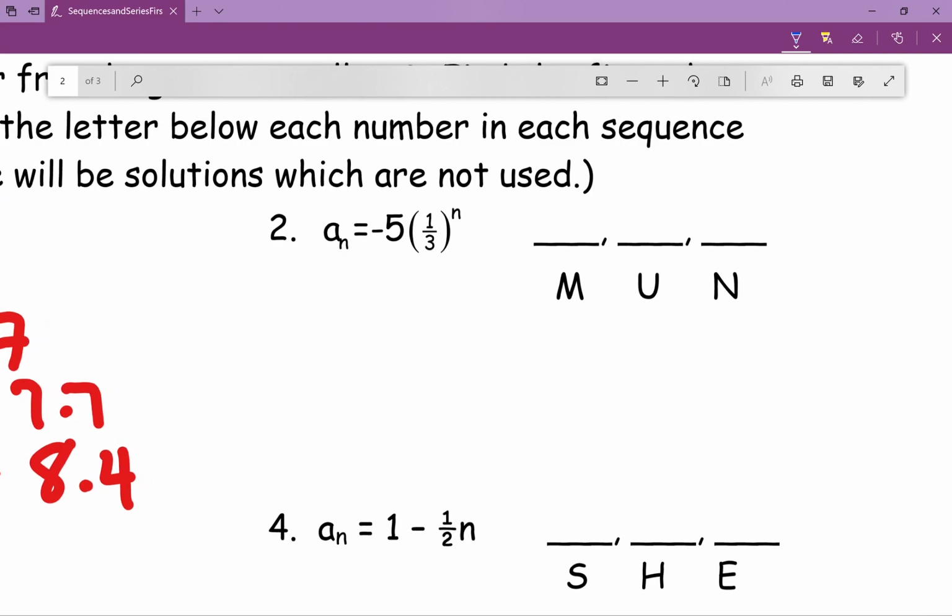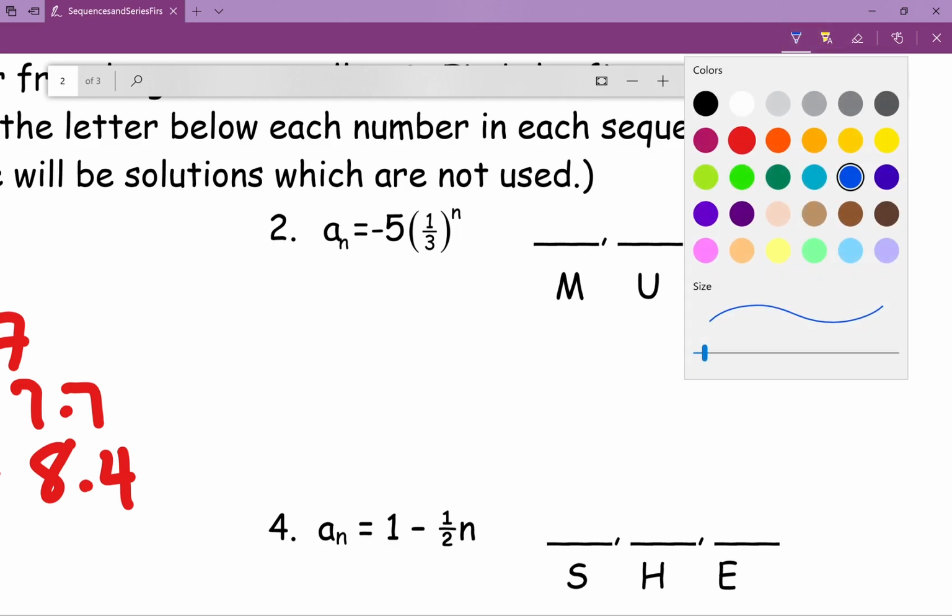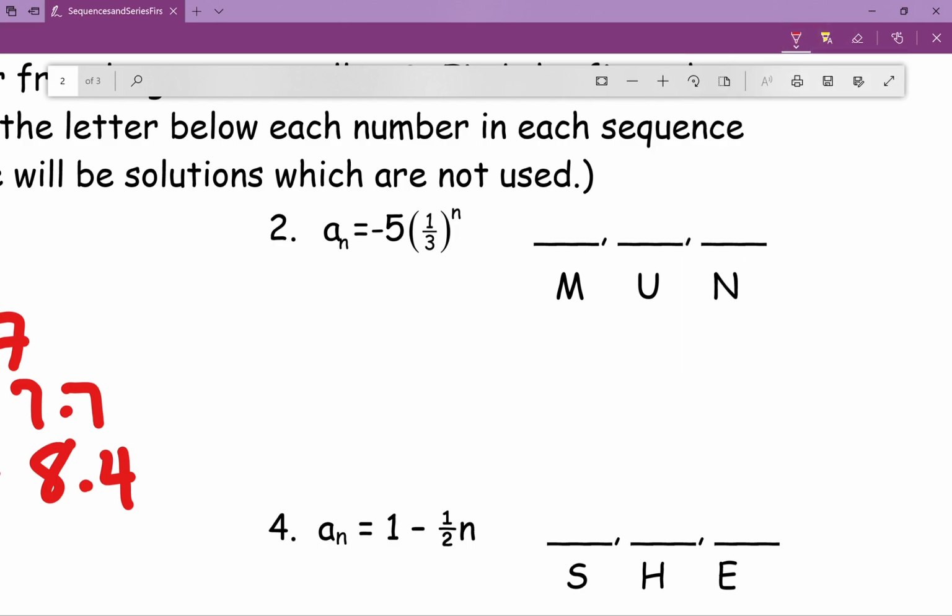So number 2, this is a geometric problem. So that means every time we plug an n in, it's going to be our exponent. So let me go ahead and change back to my color. So to find the first term, I'm going to plug in the number 1. So I have A of 1 is equal to negative 5, parentheses 1/3 to the first power. When I plug that into my calculator, you're going to get negative 5 over 3. Try to keep this in fractions because I believe the answers at the bottom are only in fractions.